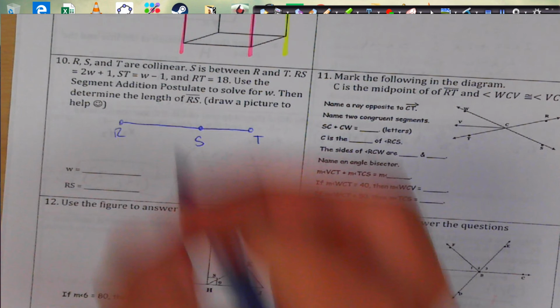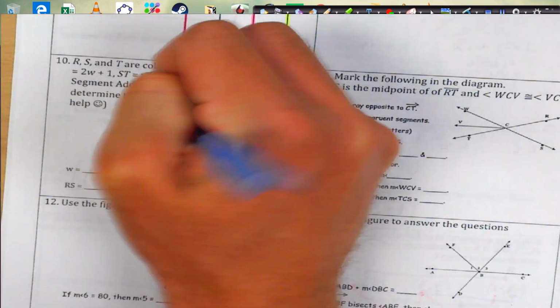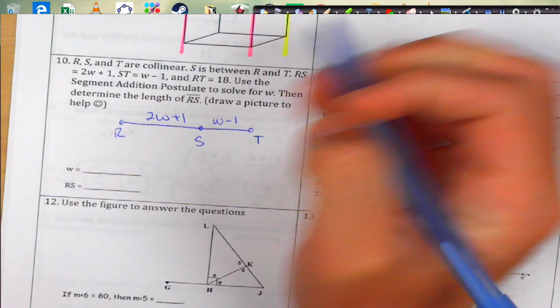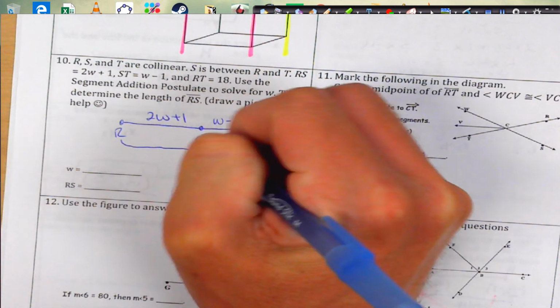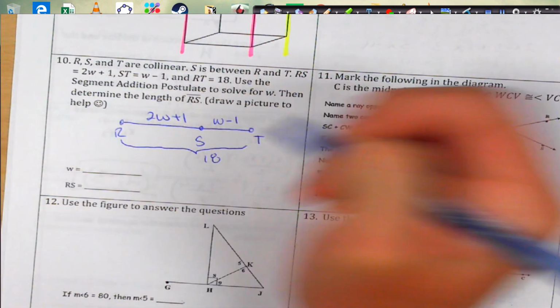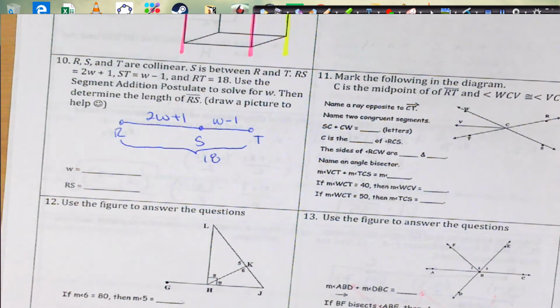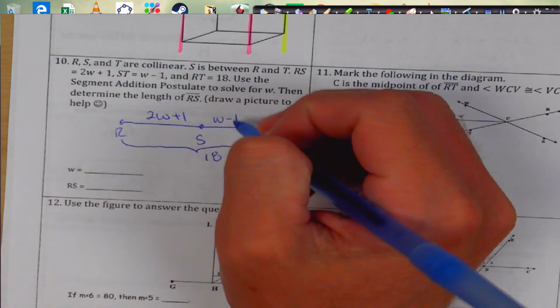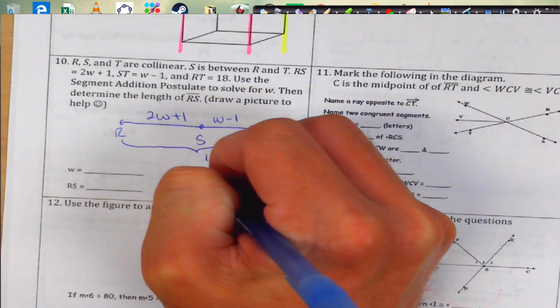RS is 2W plus 1, ST is W minus 1, and then RT is 18. Use the segment addition postulate to solve for W, then determine the length of RS, and draw a picture to help. So I already drew the picture, so that means these two small pieces should add up to make the big piece.